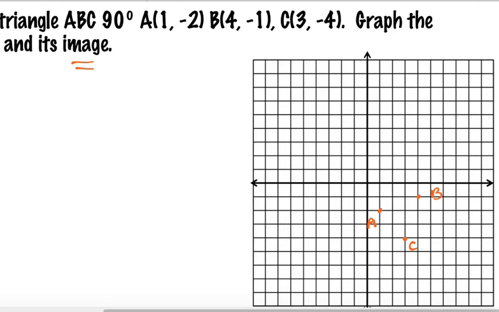There we go. So this is the original, and we want to rotate the original by 90 degrees. So for 90 degrees, the rule is (-B, A), to remind myself of how that's going to rotate.